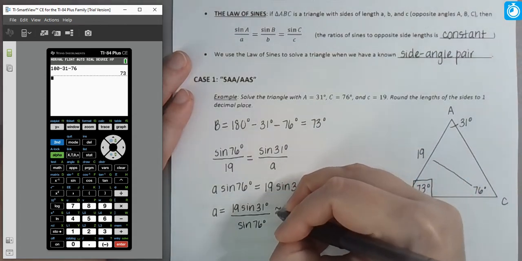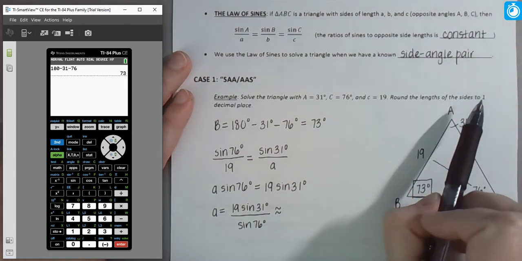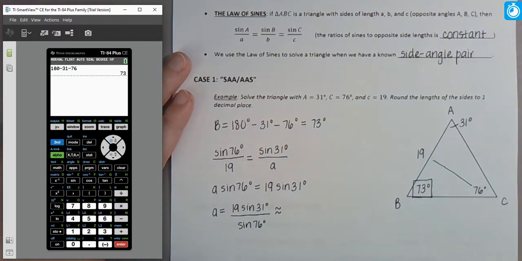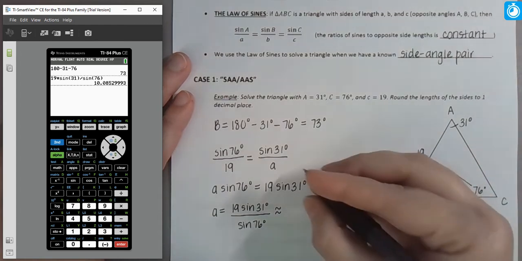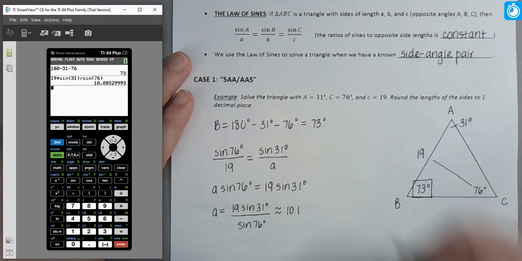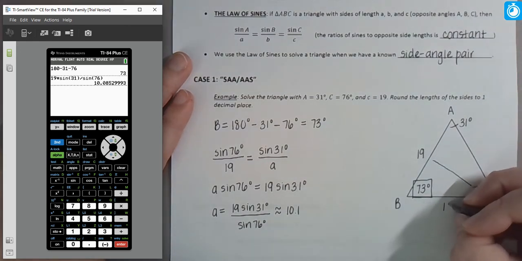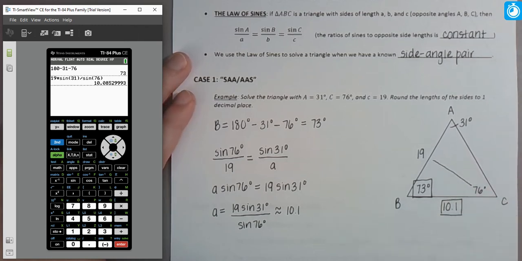And I can get that by plugging it into the calculator. And we want to round to 1 decimal place. So 19 times the sine of 31 degrees divided by the sine of 76 degrees. And of course, double check that you are in degree mode before you do anything further. And there we go, that's what we get. So to 1 decimal place, approximately 10.1 units. So side A, approximately 10.1 units.